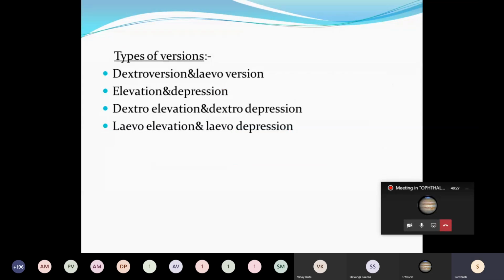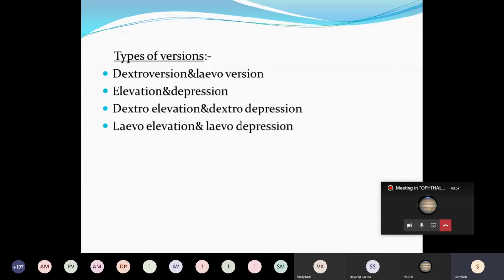Types of versions: you have dextroversion and levoversion, direct elevation and direct depression, dextro elevation, dextro depression, levo elevation and levo depression, which are self-explanatory. Dextroversion means both the eyeballs are moving towards the right side. Levoversion, both the eyeballs are moving towards the left side. Direct elevation, you are not turning the eyeball to the right side or the left side; directly, you are elevating both the eyeballs.